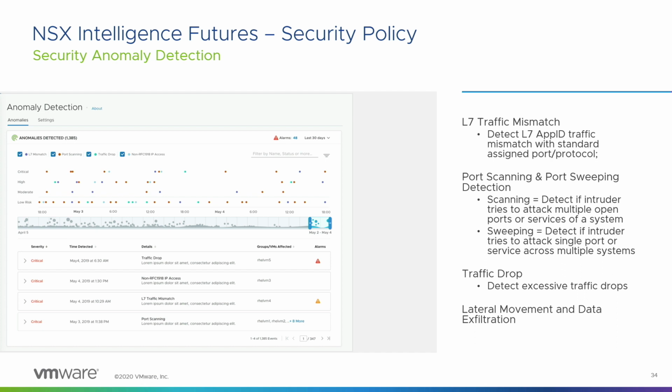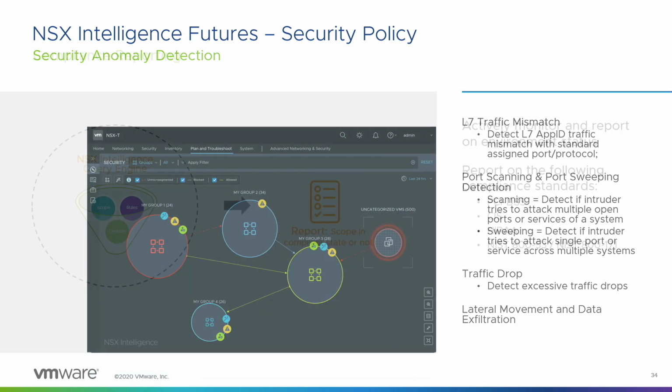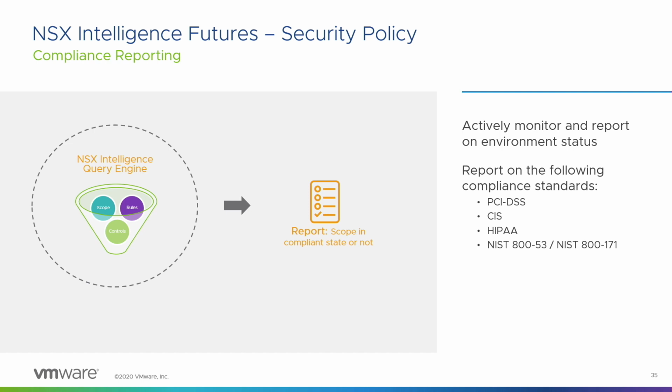So anomalies that we're looking to track will include things like layer 7 or protocol traffic mismatches, where you may be tunneling traffic over different ports, port scanning and sweeping, lateral movement or data exfiltration, spikes of traffic within the data center that look unusual, or excessive traffic drops. Things that look suspicious, we'll be able to flag. All right, so that's anomaly detection and alerting.